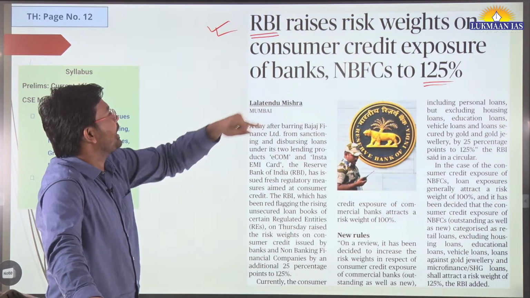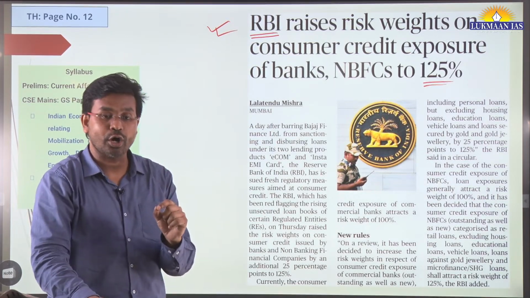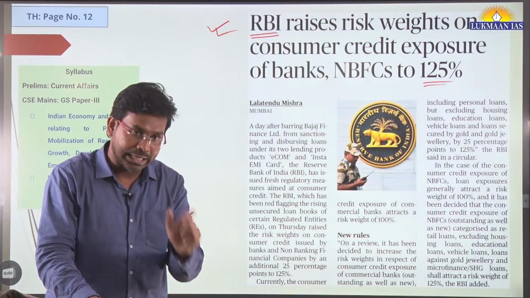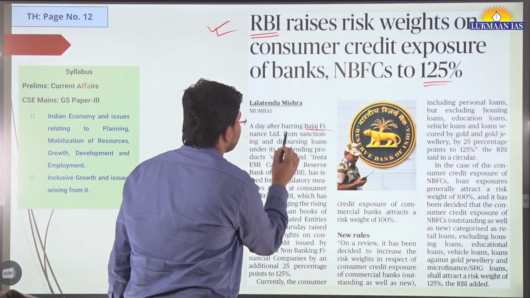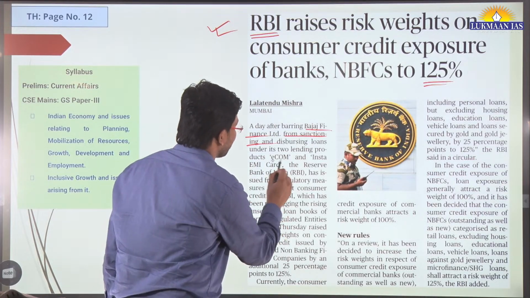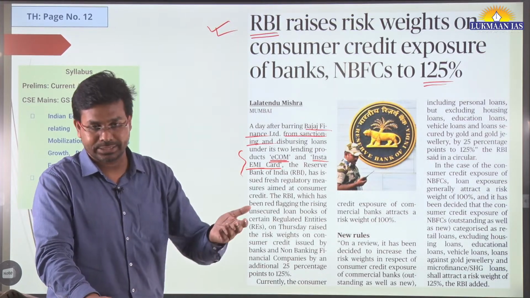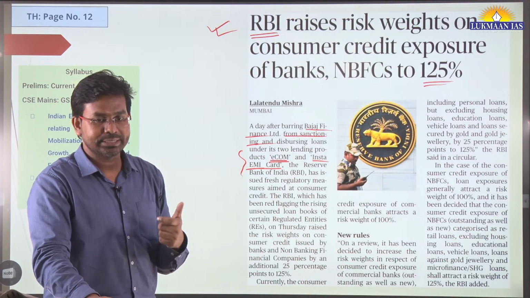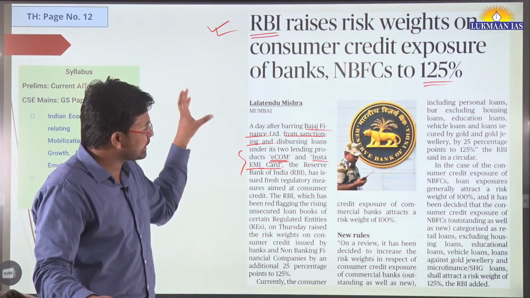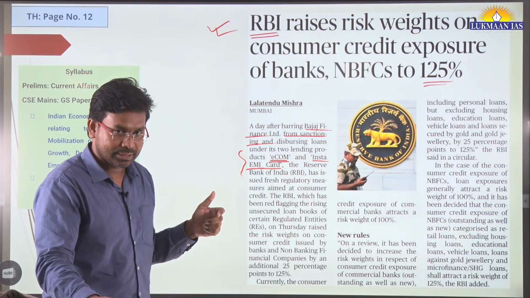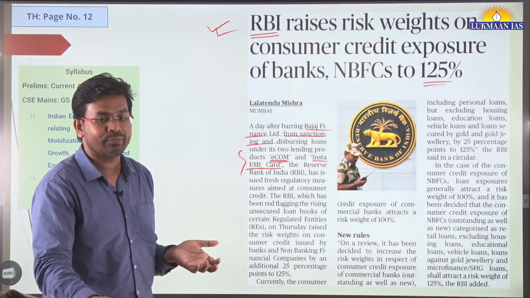So it says RBI raises risk weights on consumer credit exposure of banks, NBFCs, to 125%. It means RBI has now thought of putting more pressure on regulation for non-banking financial companies. Recently, RBI has stopped Bajaj Finance Limited from sanctioning and disbursing loans under two lending products, e-commerce and Insta EMI cards, by flagging that they pose high risks because they are unsecured loans. So RBI has increased their risk profile. In this article, they have discussed how NBFCs are regulated and why the RBI has increased the risk profile of unsecured loans.